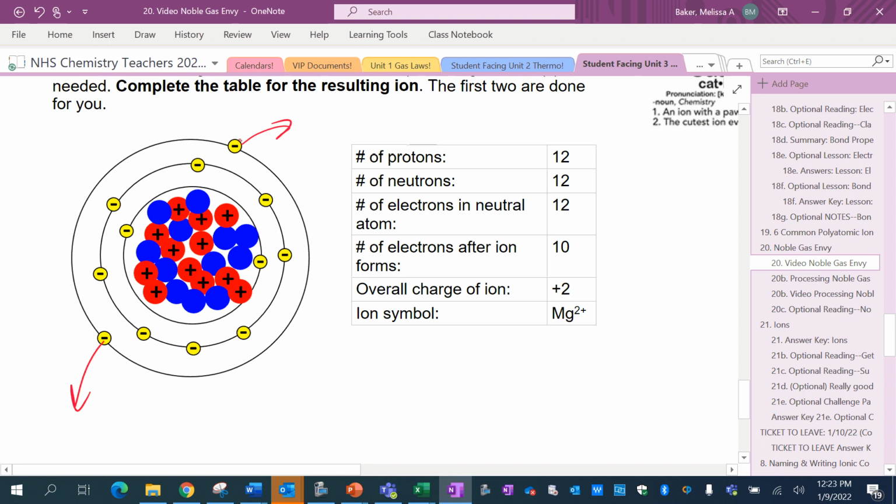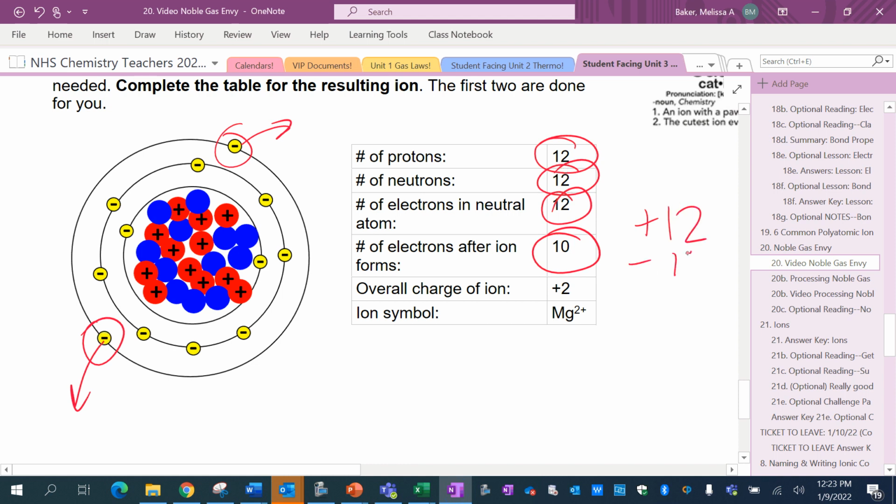Magnesium wants to lose its 2 outer shell electrons. So it's got 12 protons, 12 neutrons, 12 electrons at first, but after it loses these 2 in the outer shell, it will only have 10. So then it's got 12 positives and 10 negatives. The positives are winning by 2. And so the ion symbol is Mg2+.